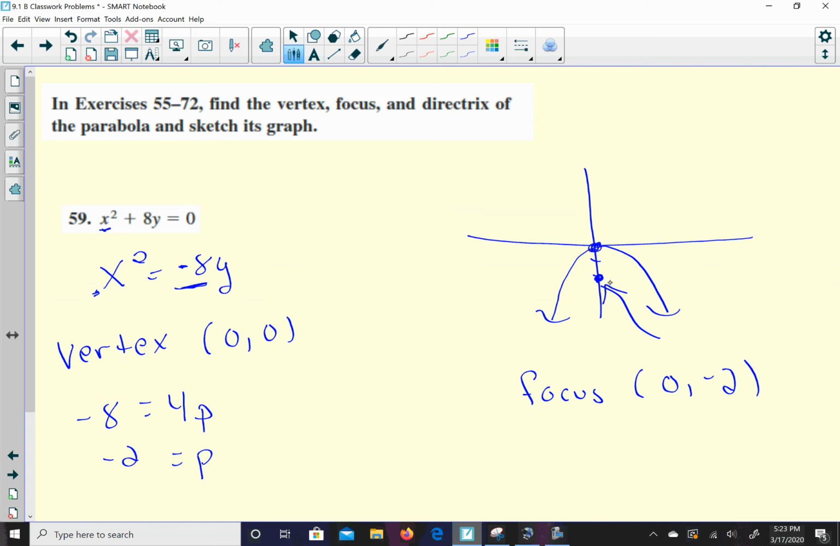And then it wants the directrix. The directrix will go the same. So this is 2 units from the vertex to the focus. I'm going to go 2 units in the opposite direction. It's going to have to be a horizontal line so it doesn't touch the parabola. So a horizontal line will be y is equal to 2, and that's going to be my directrix.